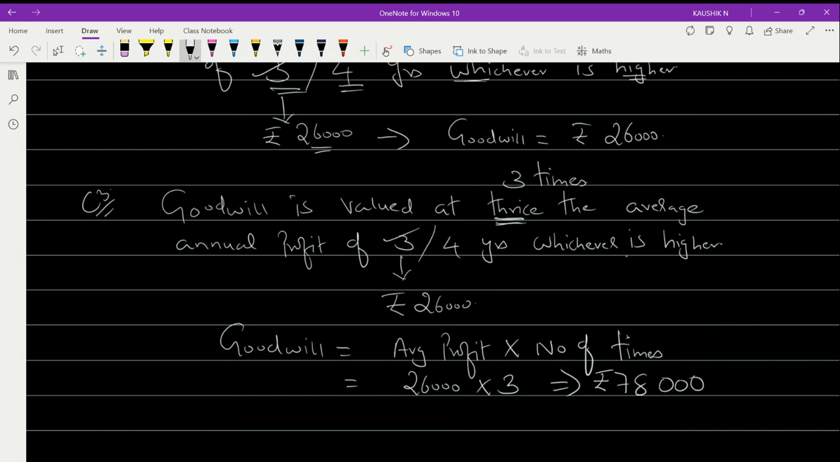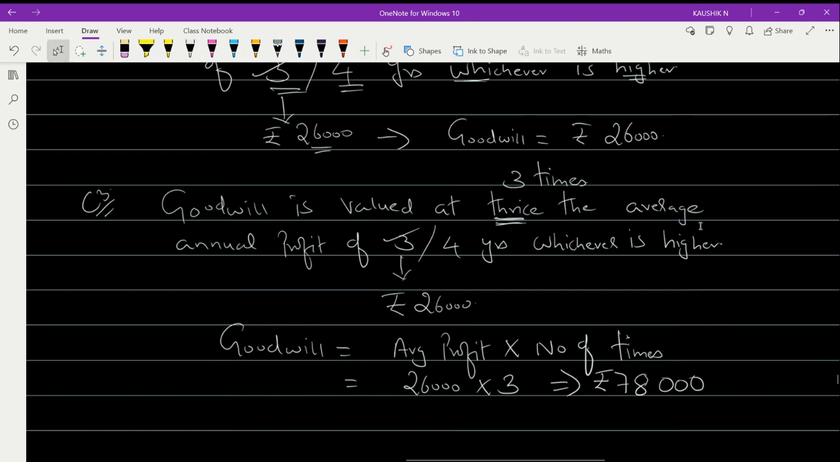So if this is the case, what will be the goodwill? 78,000. So now why I have given these three cases: suppose they may give you a case based question also, asking you as an accountant of the firm which method is more comfortable, which one is more feasible.